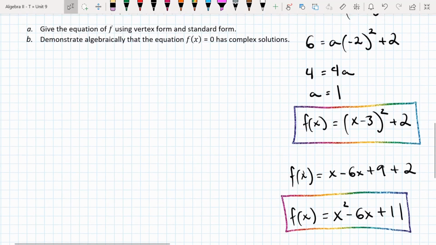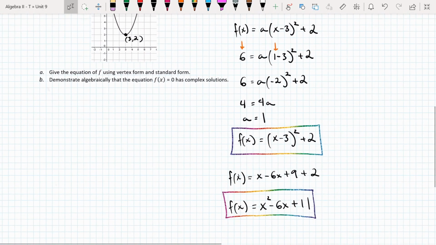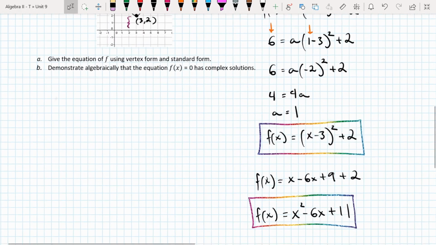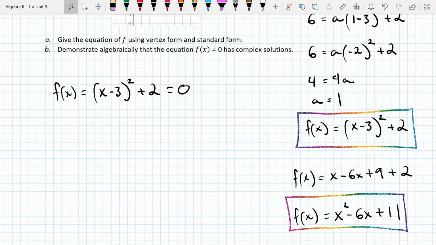All right, then lastly, what we're going to do is just prove that this has complex solutions. We know that it has to have complex solutions because the graph doesn't cross the x-axis. We have this little gap right here. And so what we're going to do is set this function equal to 0 and prove that the solutions to this equation here are not real numbers. Okay? I think it's easier if we use the function in vertex form. It'll make the algebra a little bit easier.